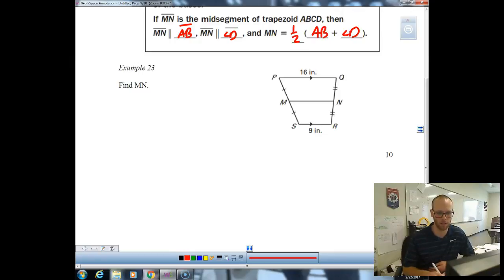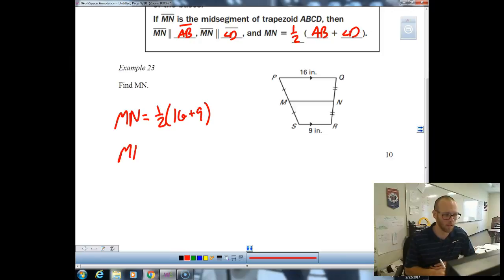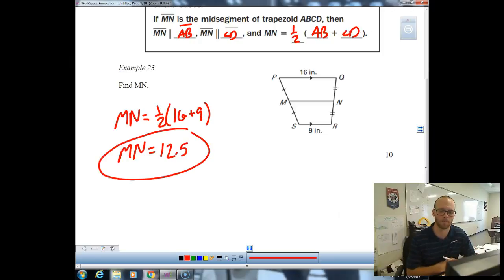So if we take a look at this example, if I want to find MN, notice it is a midsegment. We've got midpoint and midpoint. MN, pretty easy. I'm going to take the average, 1/2 of the 16 plus the 9, 1/2 the sum of the bases. That gives me MN is what? Half of 25. MN is 12.5.